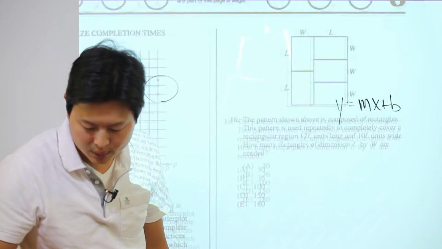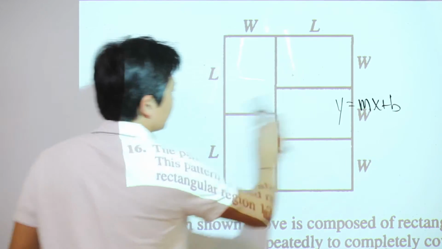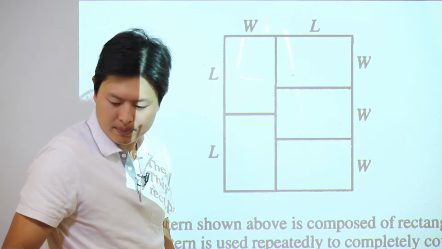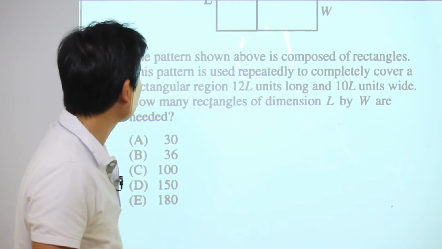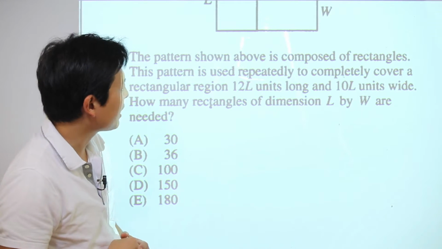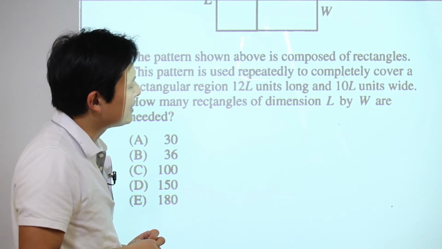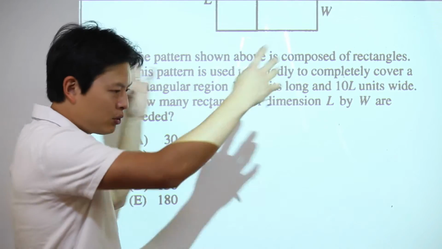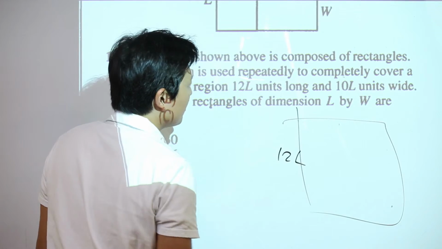And the last one, number 16. This is the figure. And here's a question. The pattern shown above is composed of rectangles. This pattern is used repeatedly to completely cover a rectangular region 12 L units long and 10 L units wide, right? So this huge area has these dimensions, 12 L by 10 L.